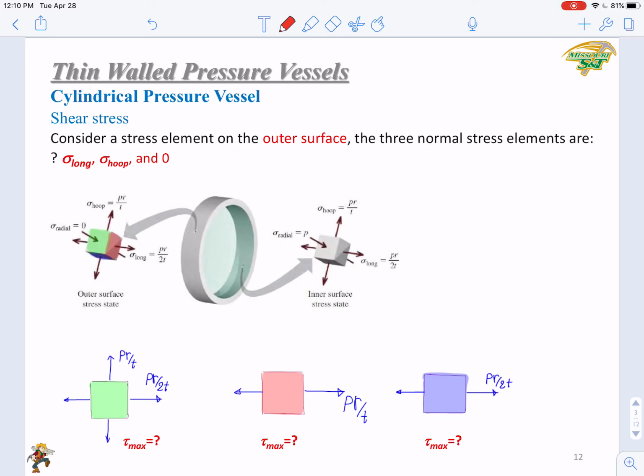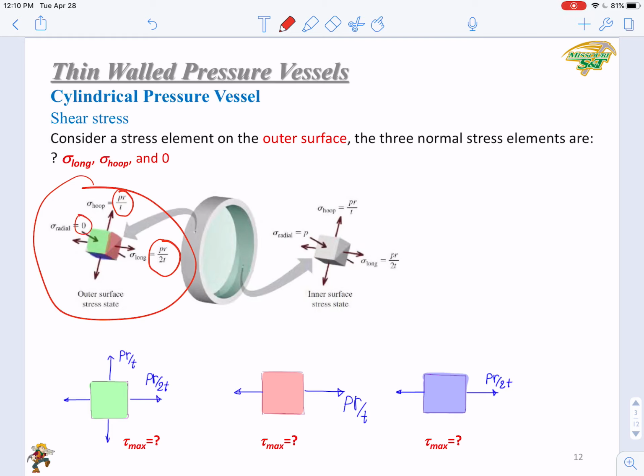So let's look at the outer surface first of all. Let's cut a random 3-dimensional stress element, as shown here, from the outer surface. You can see that it has 3 stress components. This is the longitudinal normal stress, PR over 2t. In the hoop direction, 2 times of it, PR over t, and along the radial direction it is 0.